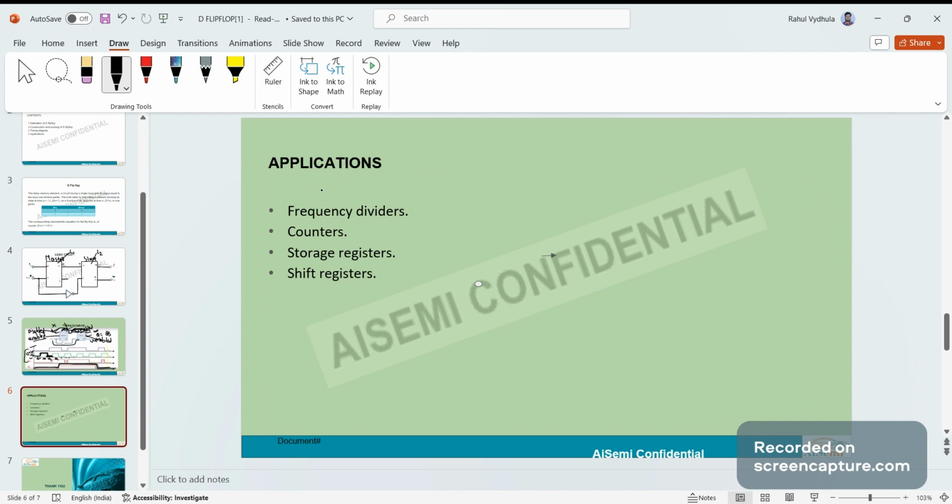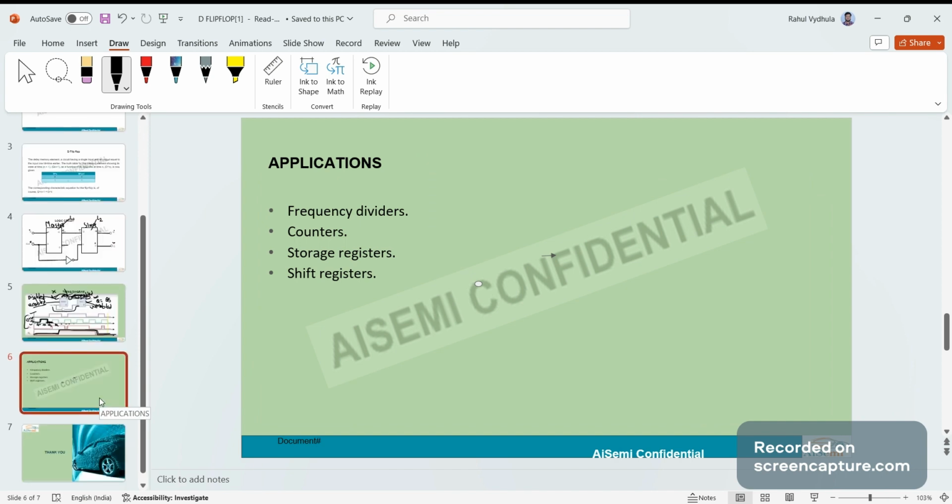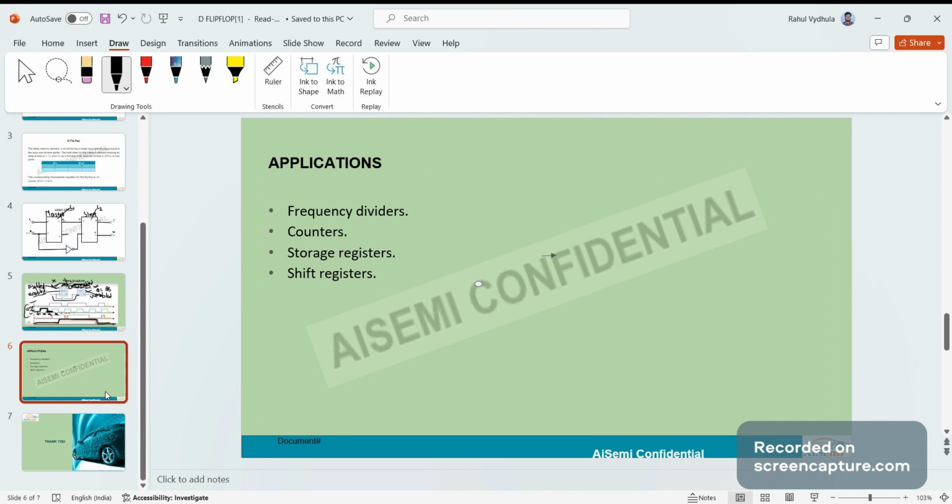Now, the applications. We are using this type of flip flop in frequency dividers. For the frequency dividing purpose, we are using this type of equipment. And also in counters, storage registers, and shift registers, which are mostly related to electronics purposes only.